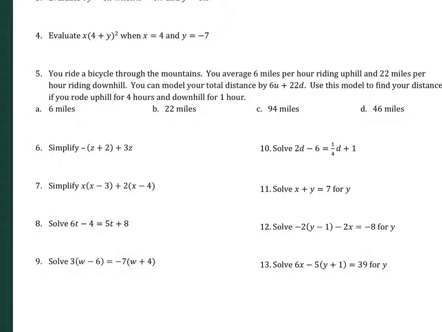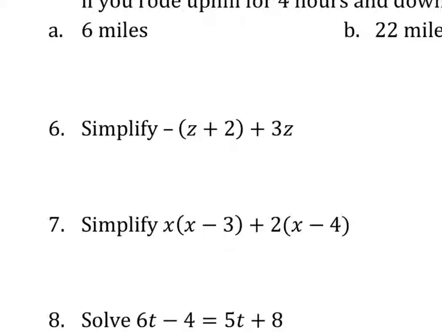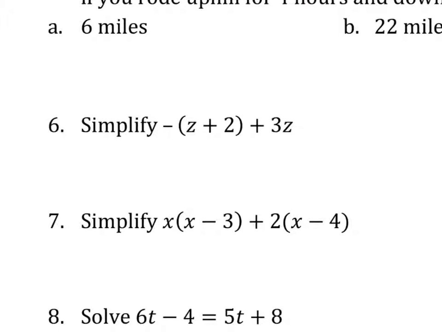Okay, you got 6 through 13. They're all in this group right here. You're given some different things. Number 6, you're to simplify. All right, and if I could zoom in real quick on number 6, remember that's a negative 1 right there in front of the parentheses.